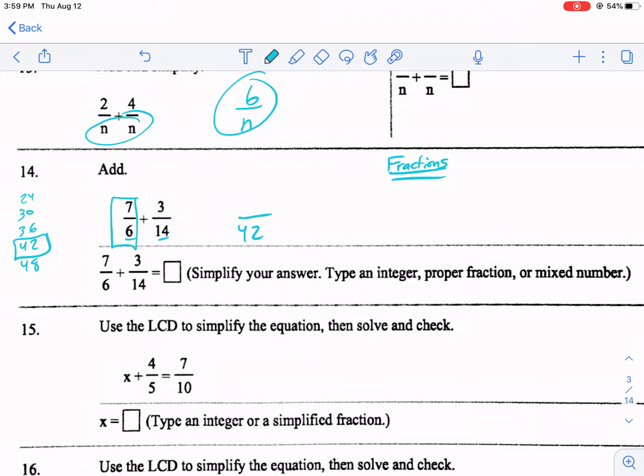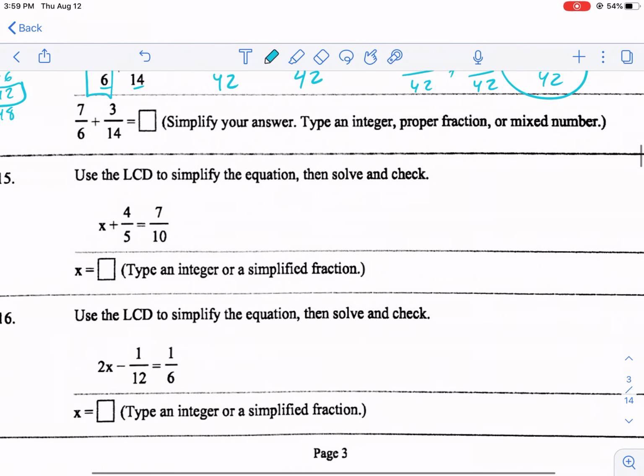How did I go from 6 to 42? Multiplies by 7, so I need to do 7 times 7 in the top, plus what I do to go from 14 to 42, I multiply by 3, so I have to do 3 times 3 in the top. So then I have 49 over 42, and then plus 9 over 42. Common denominator, keep the denominator the same, and then add the top, so we get 58. And that's my final answer.